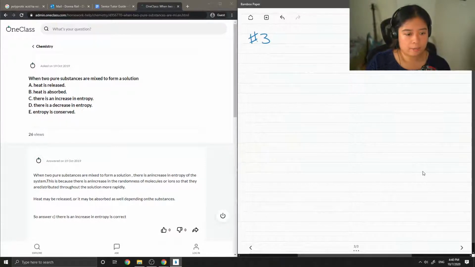So basically we can rule out A and B. They don't specify what pure substances are being used, so we can't just assume that heat is either released or absorbed. So I'm just gonna rule out the first 2 options. And then the last 3 options talk about something called entropy. Let me just write this down.